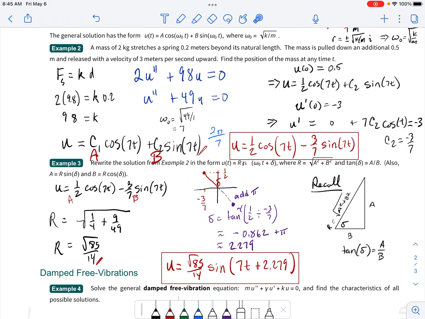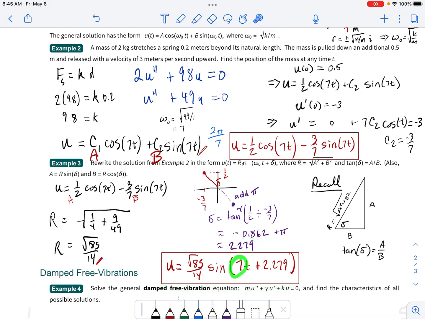So the arctangent will only give us angles in quadrant 1 or quadrant 4, actually, and we need to get our phase shift in quadrant 2. So we're going to have to add a pi to it. So take our negative 0.862 and add pi, and I get 2.279. And there is this similar equation, the identical equation, just written differently, from our undamped free vibration.